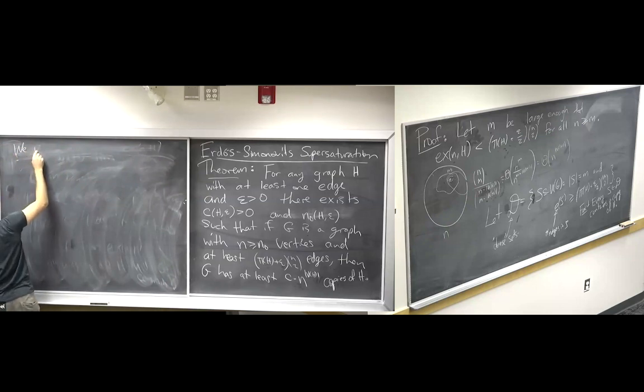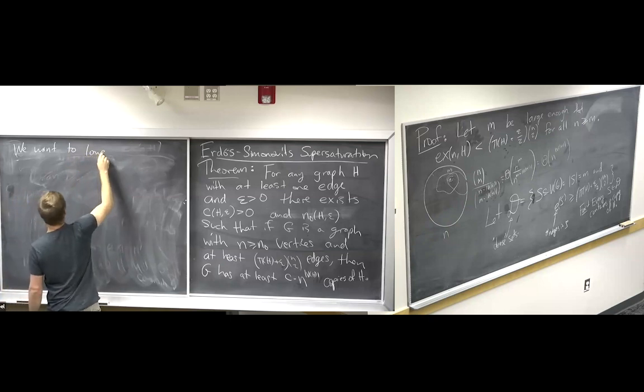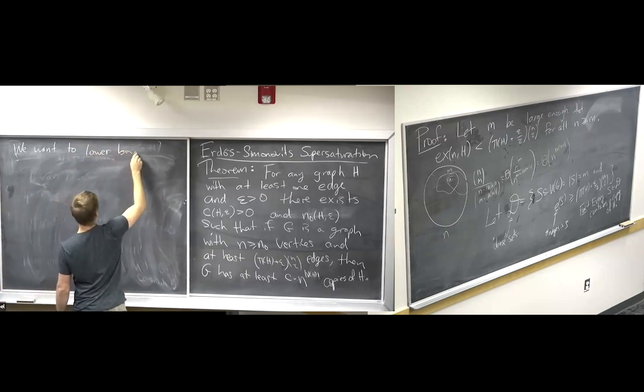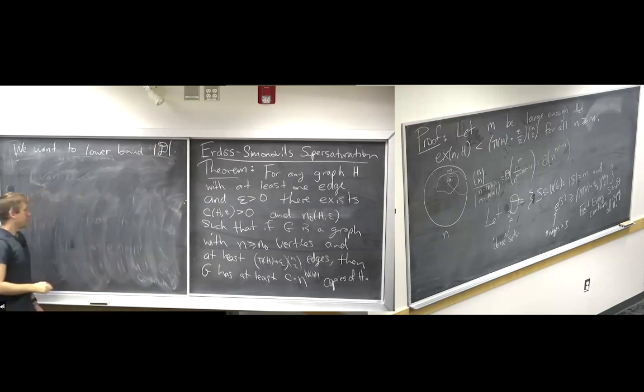So we want to lower bound the size of D, because basically, if we can show that there's a lot of dense sets, then that's going to translate to giving us a lot of copies of H.